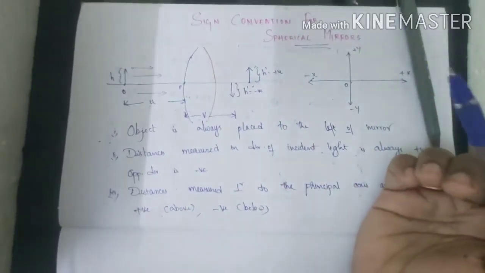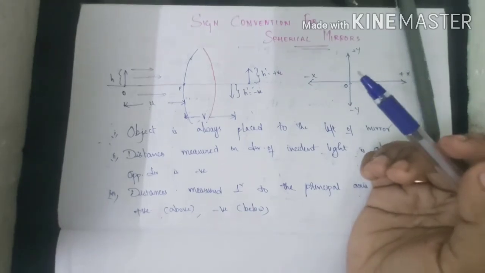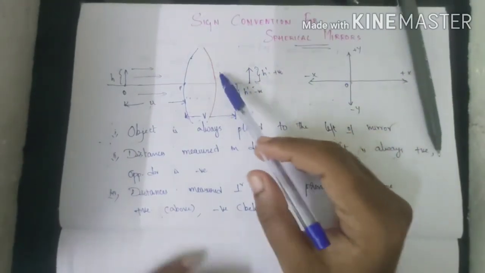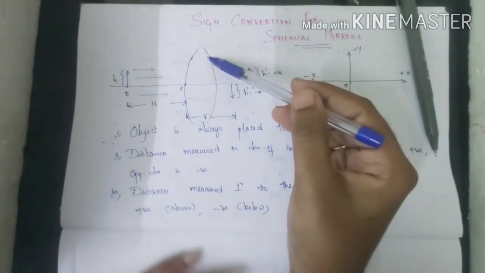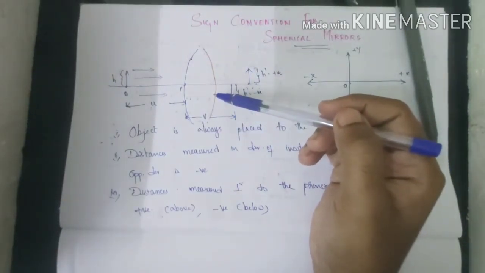In the next video we'll be seeing the mirror formula for spherical mirrors. If you want to know what is a pole and the other related terms regarding convex or concave mirror, just go through my videos, link I have given in the description.